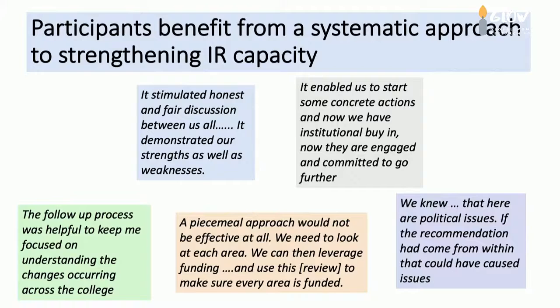I'll just leave you to read those comments from some of the participants that have been involved in some of our projects about building implementation research capacity. Thank you.